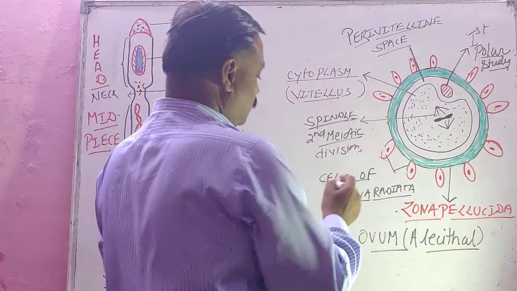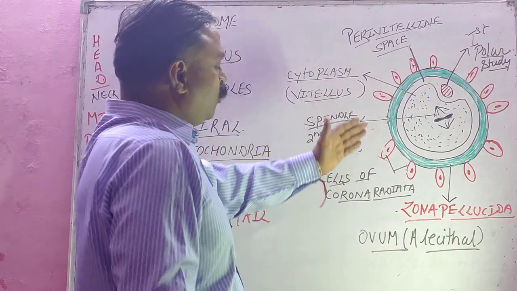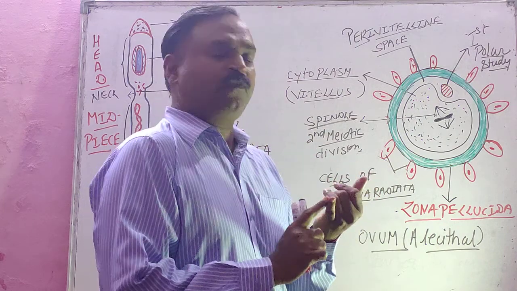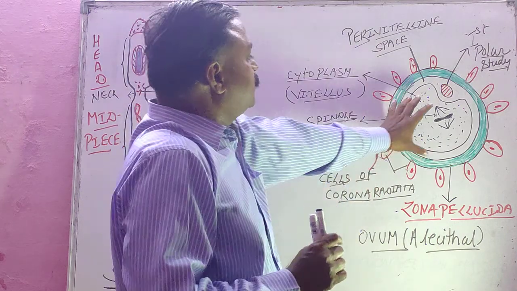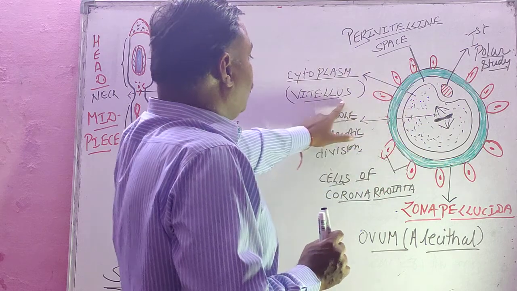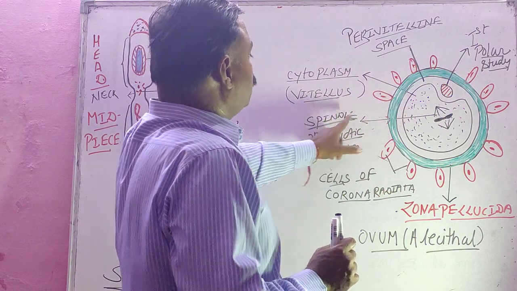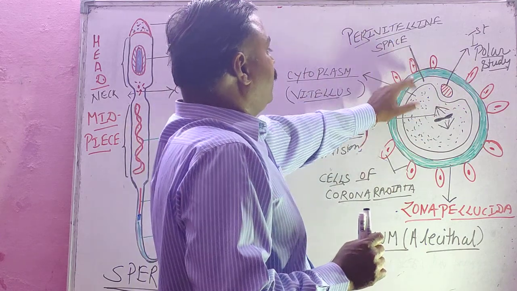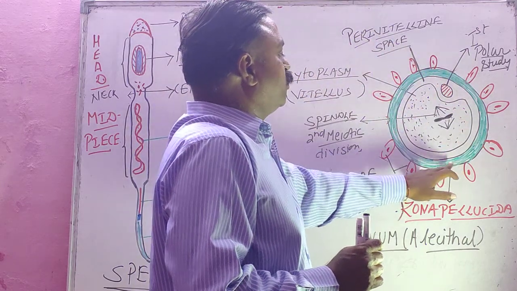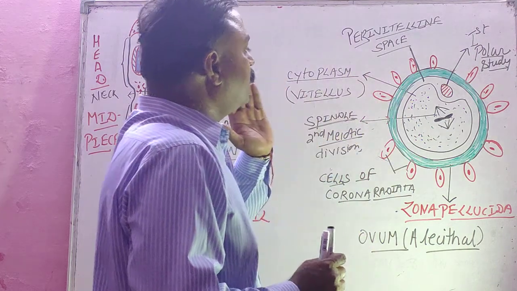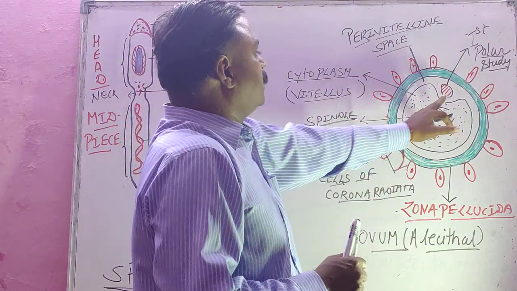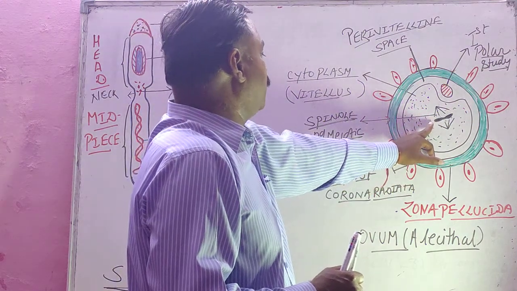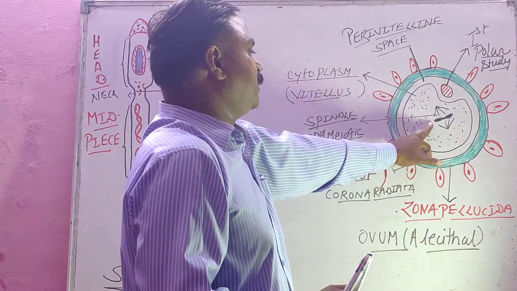Let us recap once the structure of the ovum, students. The human ovum is alecithal, meaning devoid of yolk. Then it consists of dense cytoplasm, which is called vitellus in biology, and the membrane is called the vitelline membrane, and the space is called the perivitelline space between the zona pellucida and the vitelline membrane. This is the spindle seen during the second meiotic division.